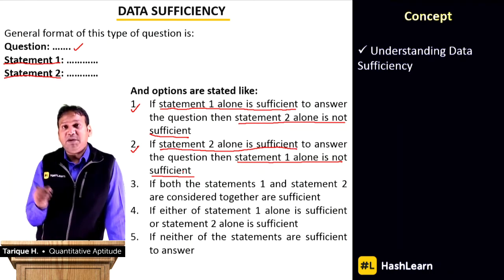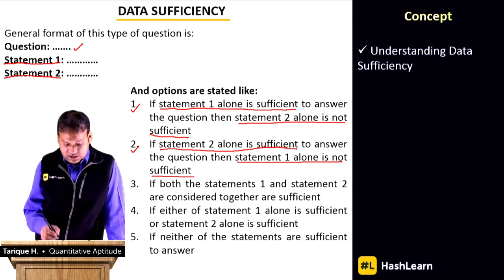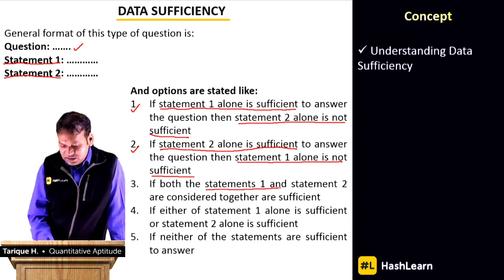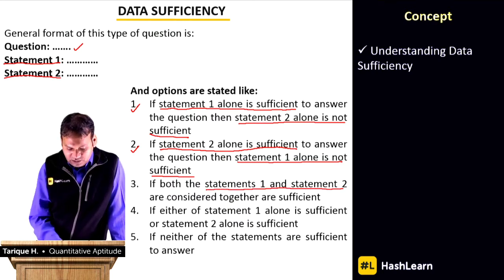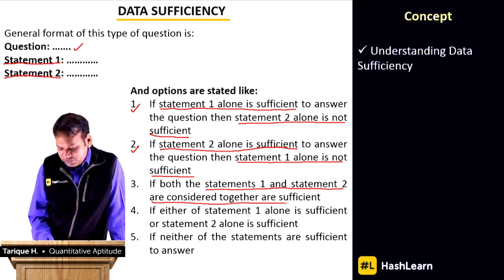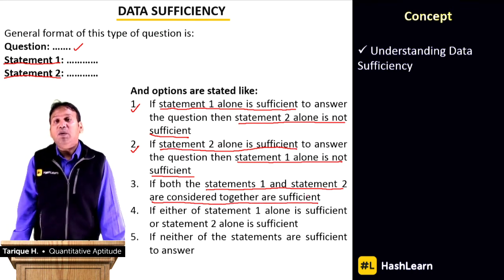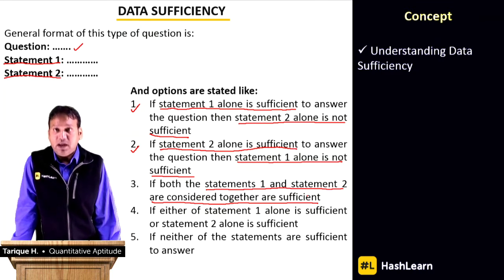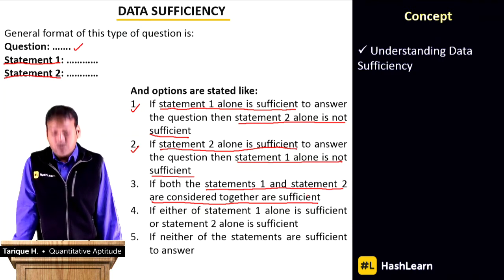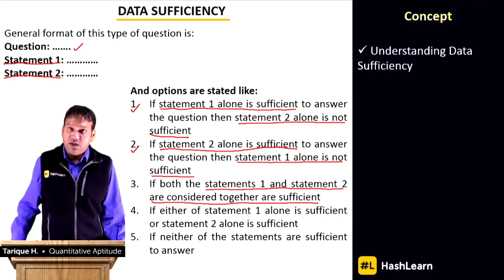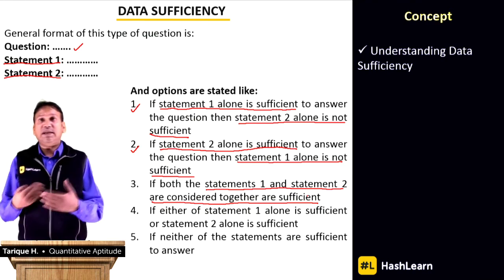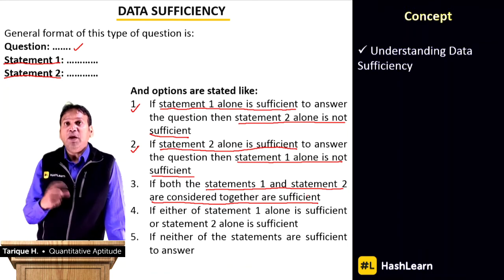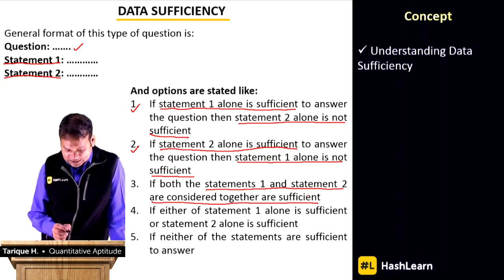If both the statements 1 and 2 are considered together, that means we cannot solve by these statements alone, but when we join them together, then they are sufficient. So statement 1 alone is not sufficient, statement 2 alone is not sufficient, but we can solve the question by combining the statements together. Then the answer would be 3, or answer option C. Now these answer options can change with respect to different exams. The ordering can change, the options will be the same. The order of the options can change.